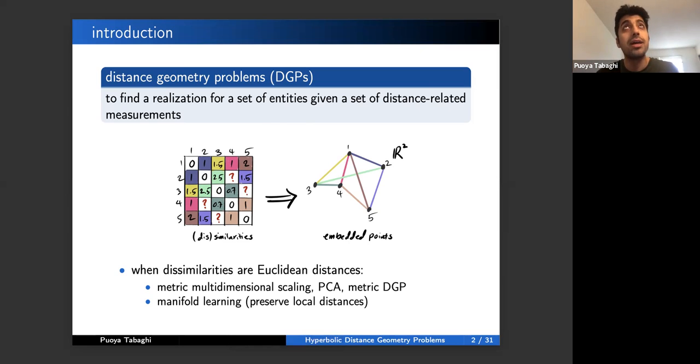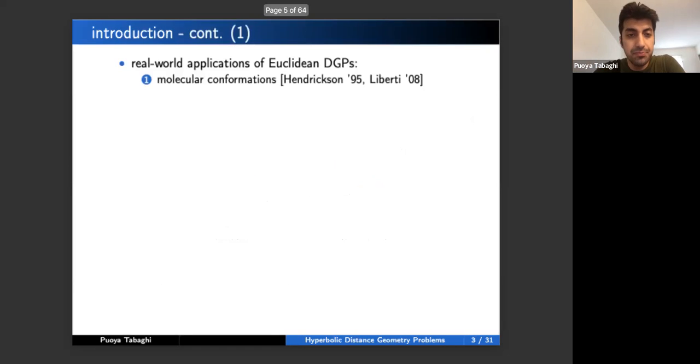Another line of work that is related to distance geometry problems is manifold learning, where we have the distances between pairs of points, but we only focus on local distances, or the distances within some neighborhood of an entity. And we would like to find a low-dimensional embedding that captures this local geometry of data points. So in a sense, even manifold learning problems could be an instance of distance geometry problems.